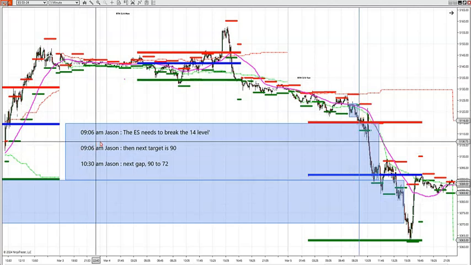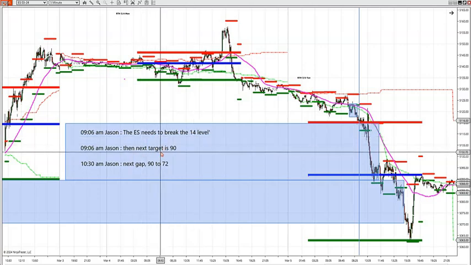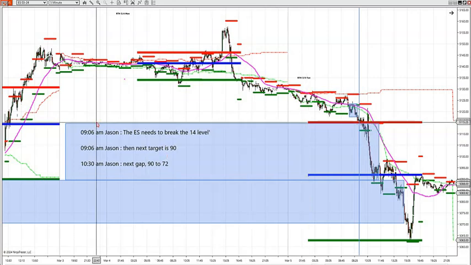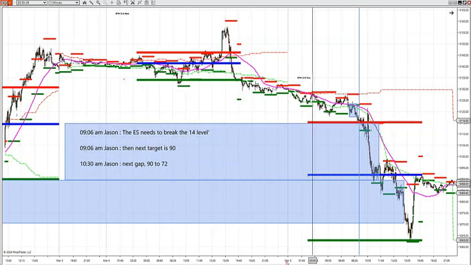At 9:06, I said the ES needs to break the 14 level. Then the next target is 90. So we had a 24-point potential based upon my market profile. And then at 10:30, I said the next gap in the market is 90 to 72. So let's take a look at the first gap when I said at 9:06, the ES needs to break 14 level. The next target is 90.